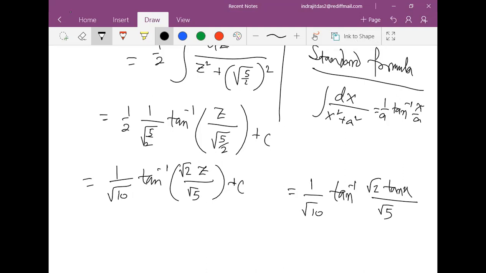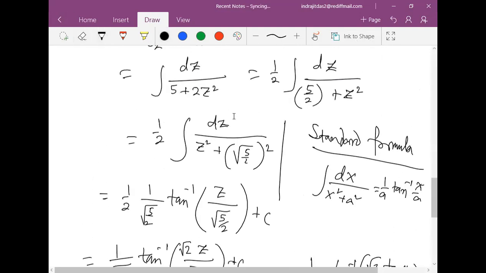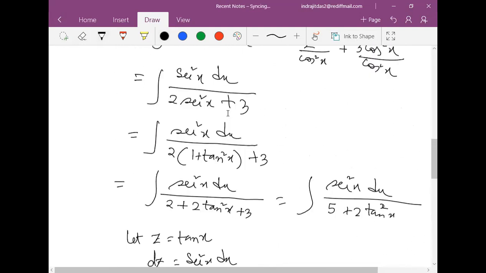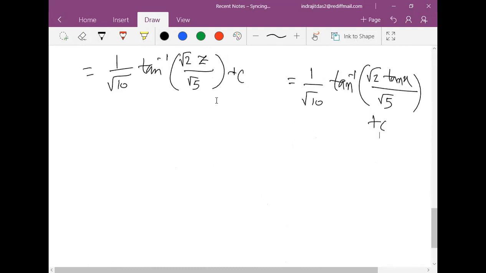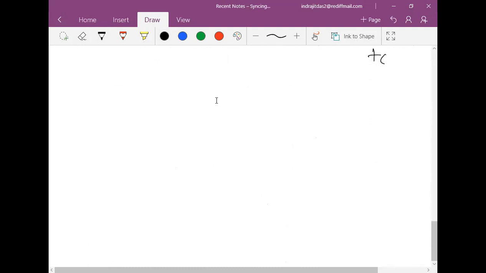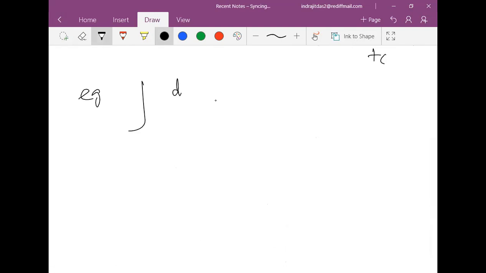So this is the trigonometric problem, a special type I can say. This is a special type because this has some adjustment. This is the first category. Then another example I can take: dx by 3 plus 5 sine square x.